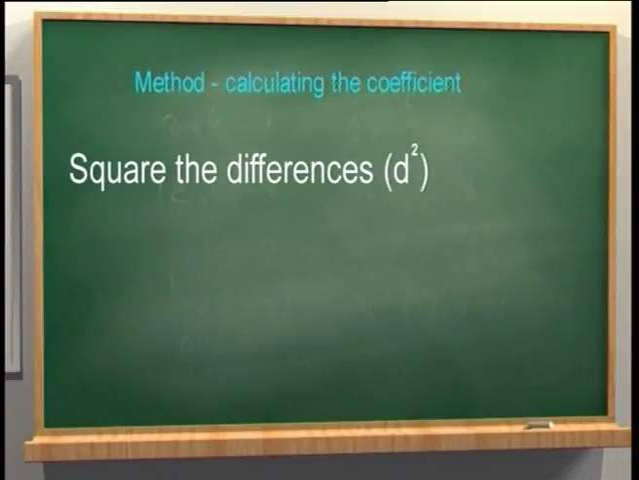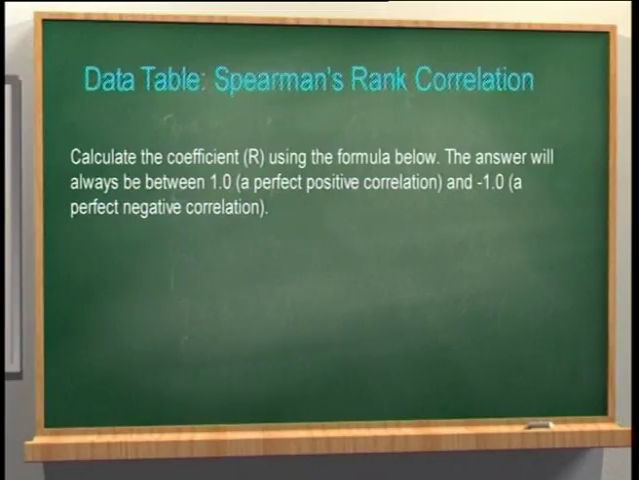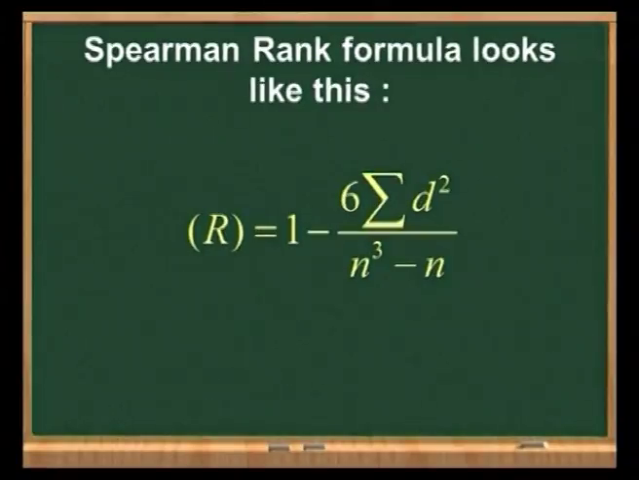Square the differences, that is d squared, to remove negative values, and then sum them, that is Σd². Calculate the coefficient r using the formula below. The answer will always be between +1 and -1. When written in mathematical notation, the Spearman rank formula is: r = 1 - 6Σd² / (n³ - n).